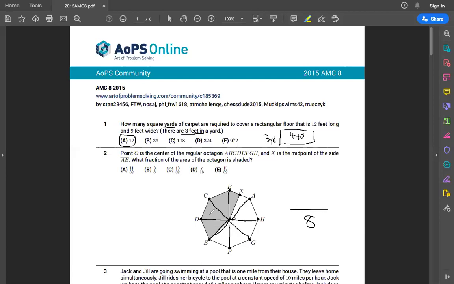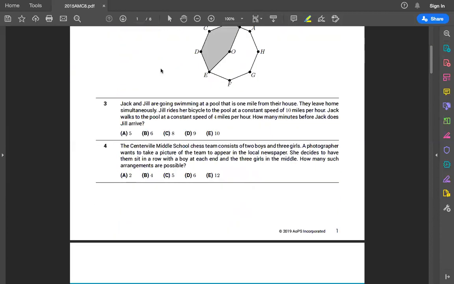And we can see that 1, 2, 3, and a half of them are shaded. We're told that X is the midpoint, so we know this is 1/2 of this larger triangle ABO. So we basically just have 3.5 divided by 8. If we simplify that, it's 7/16, just multiplying the numerator and denominator by 2. So our answer is 7/16. Okay, so those are the first 2 problems. Keep going.